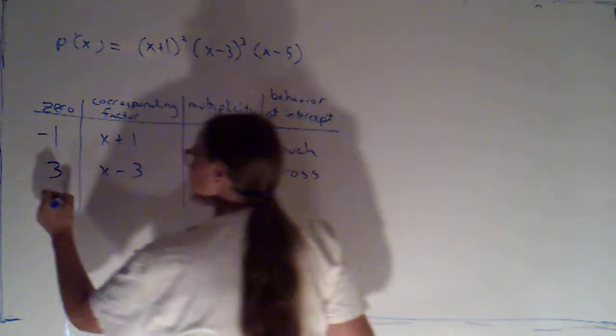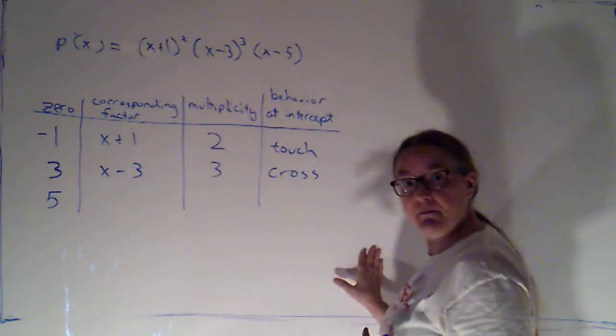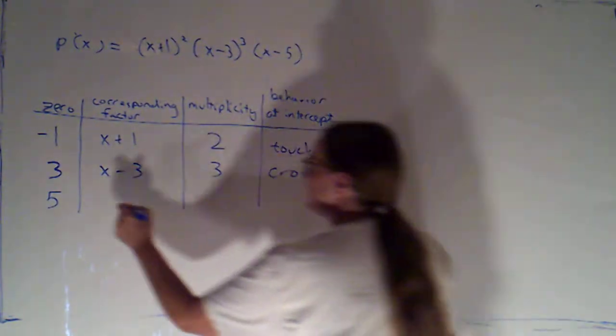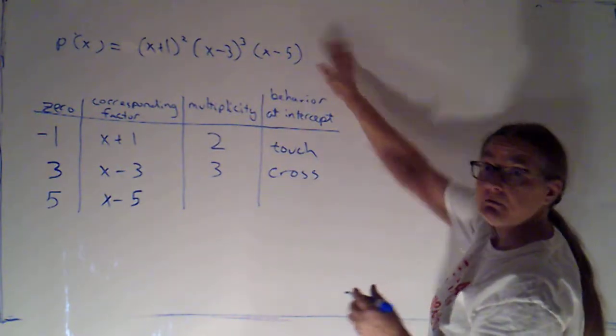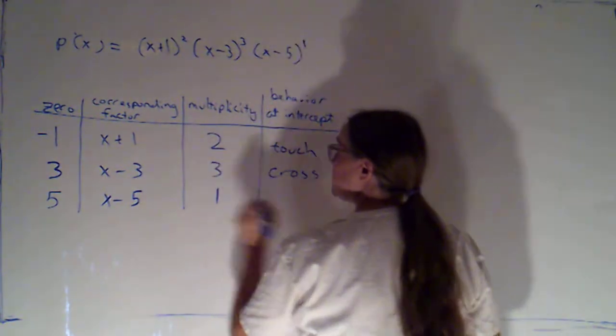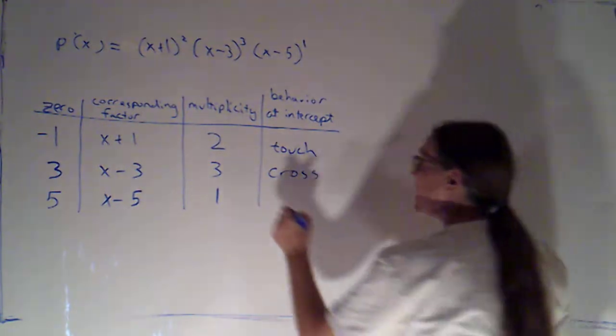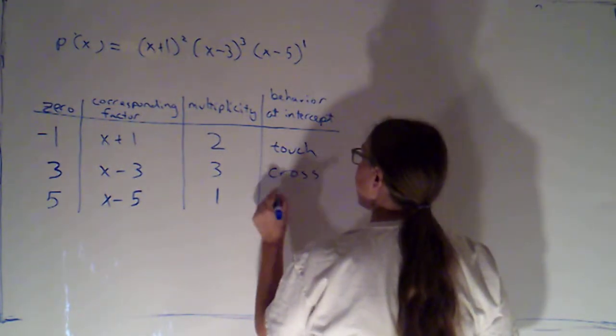My last factor is x minus 5. Of course, 5 is the number that would make that 0. Corresponding factor was x minus 5. And if there's no exponent, there's an understood 1. That occurs just once. 1 is odd, so we're going to cross the axis there.